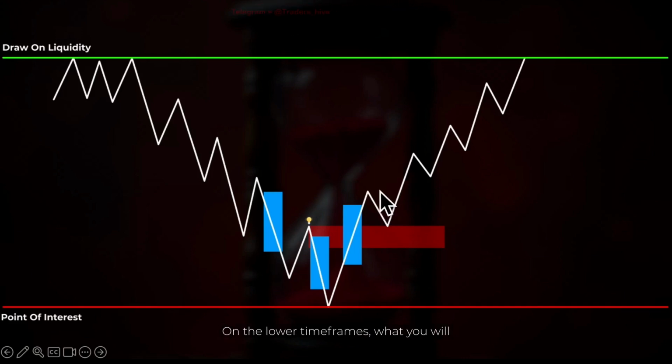On the lower time frames, what you will see is the following delivery taking place. Meaning inside of this retracement lower, followed by this expansion higher, you will see this schematic right here on the lower time frames. Meaning you will see a lower time frame market make a buy model. The same applies to the next expansion leg, followed by a retracement, followed by another expansion. And the next. And the next.